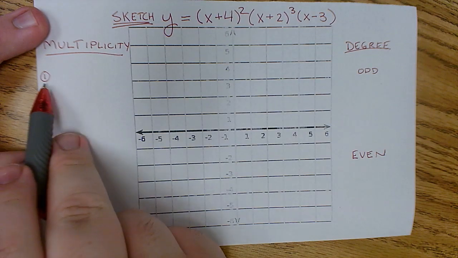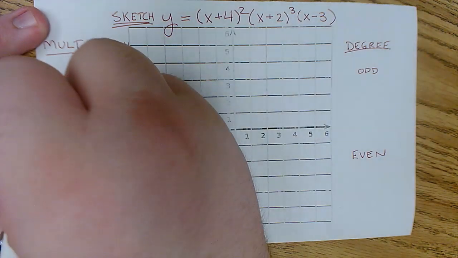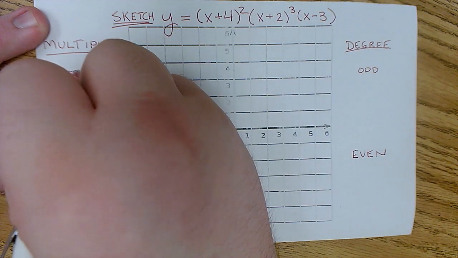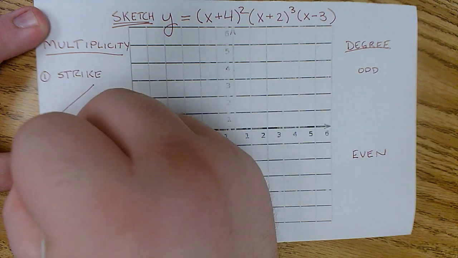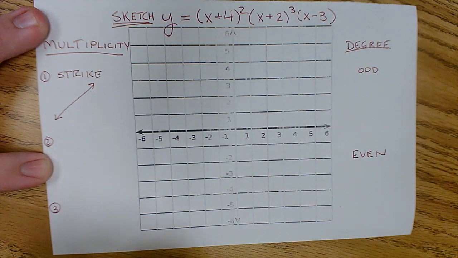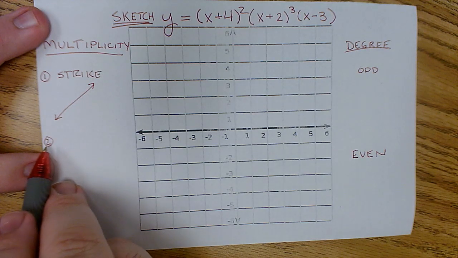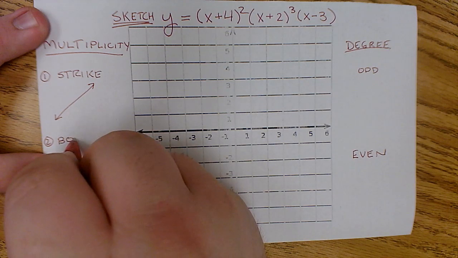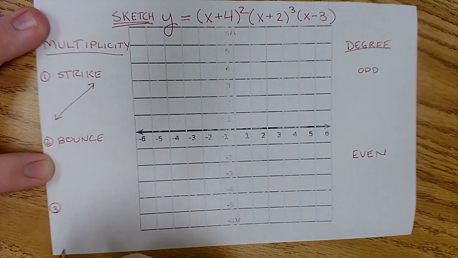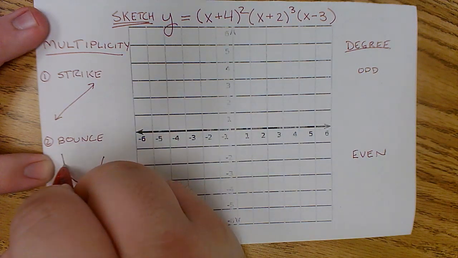If you have a multiplicity of 1, if something appears as a factor one time, as it goes through the x-axis, all it does is just kind of strikes through. Okay? Literally just a straight line on through it. Kind of boring. If the factor has a multiplicity of 2, it's going to do what I like to call a bounce off the x-axis. Okay? It'll just come towards the x-axis and bounce right off of it.